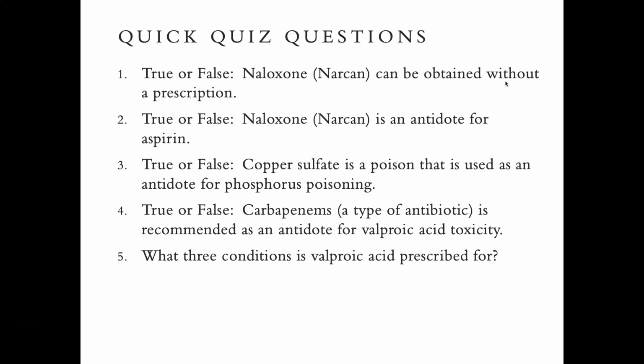True or false? Naloxone or Narcan can be obtained without a prescription. True or false? Naloxone or Narcan is an antidote for aspirin. True or false? Copper sulfate is a poison that is used as an antidote for phosphorus poisoning. True or false? Carbapenems, which is a type of antibiotic, is recommended as an antidote for valproic acid toxicity. And what 3 conditions is valproic acid prescribed for? If you can answer those questions, you are in good stead when it comes to this week's quiz.